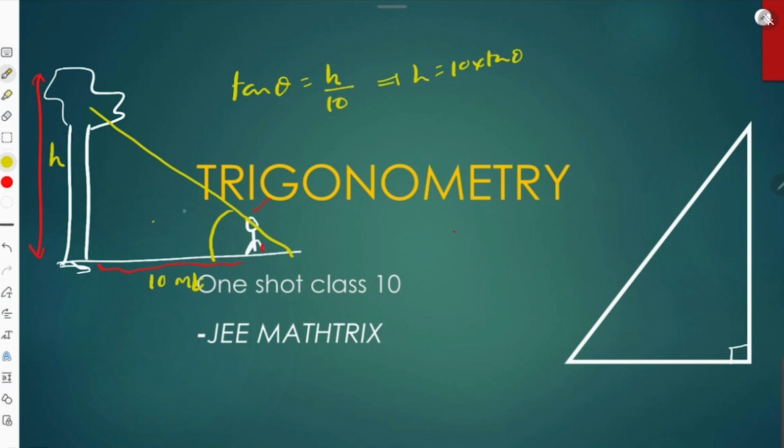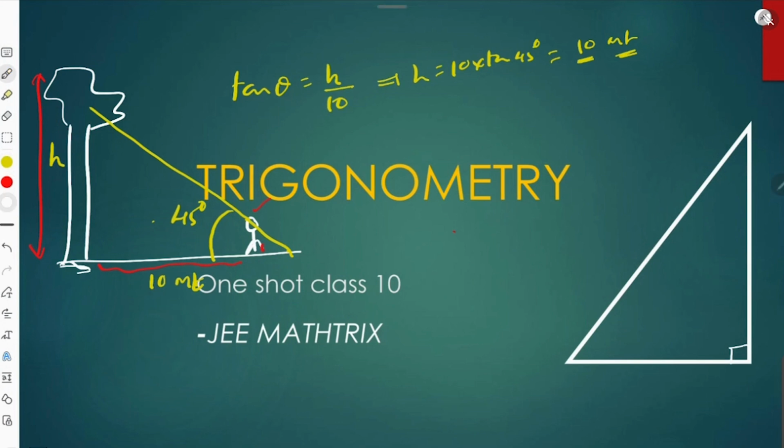So if it is 45 degrees, tan 45 is 1. So it is 10 meters. The height of the tree is 10 meters. So this is the wonderful technique we use to find the height of the tree. So there comes the importance of trigonometry. Okay, let's move into this one.